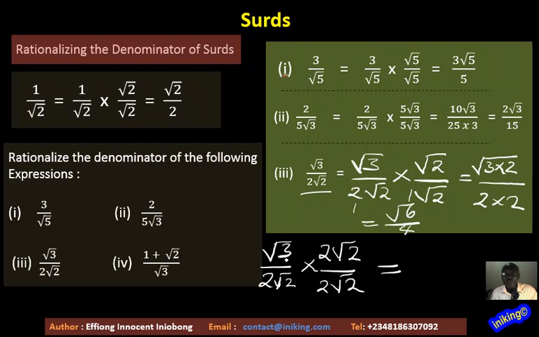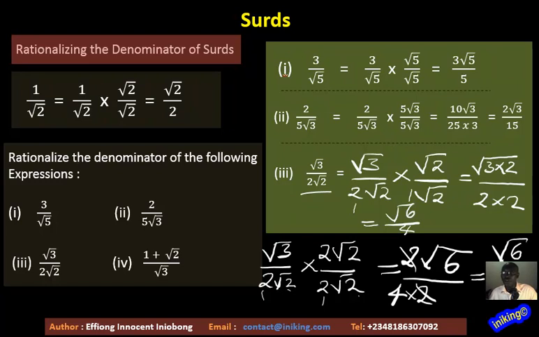If I multiply this, my 2 multiplies the 1 out there, so I have 2 standing. And then root 3 and root 2 will multiply to give me root 6. You will agree? And then, of course, this 2 multiplies this 2 to give me 4. And then root 2 multiplies root 2 to give me 2. Quickly, you can just do some cancellation there. And that gives us root 6 in the numerator and then 4 in the denominator, which is the same thing as what we had here earlier on. So whichever way you want to do it, you will always arrive at the same thing.